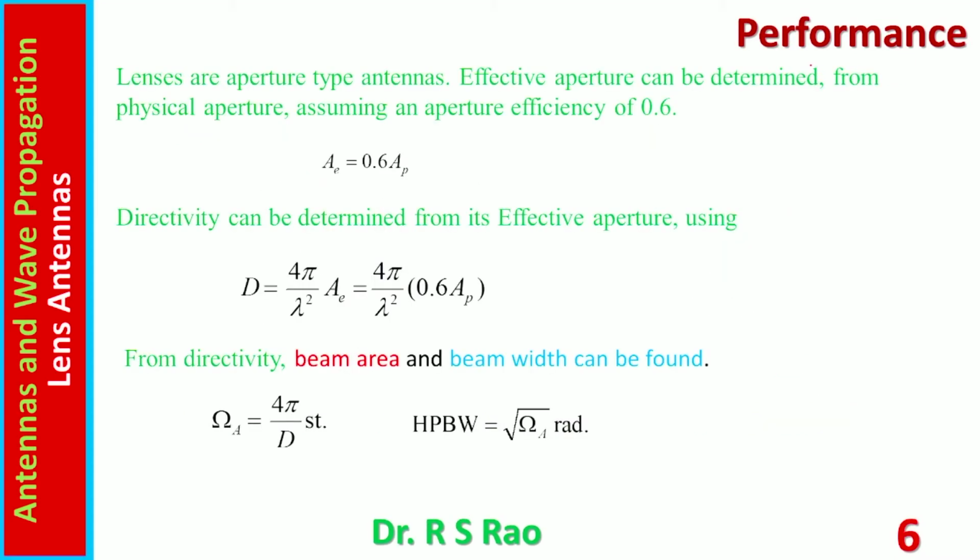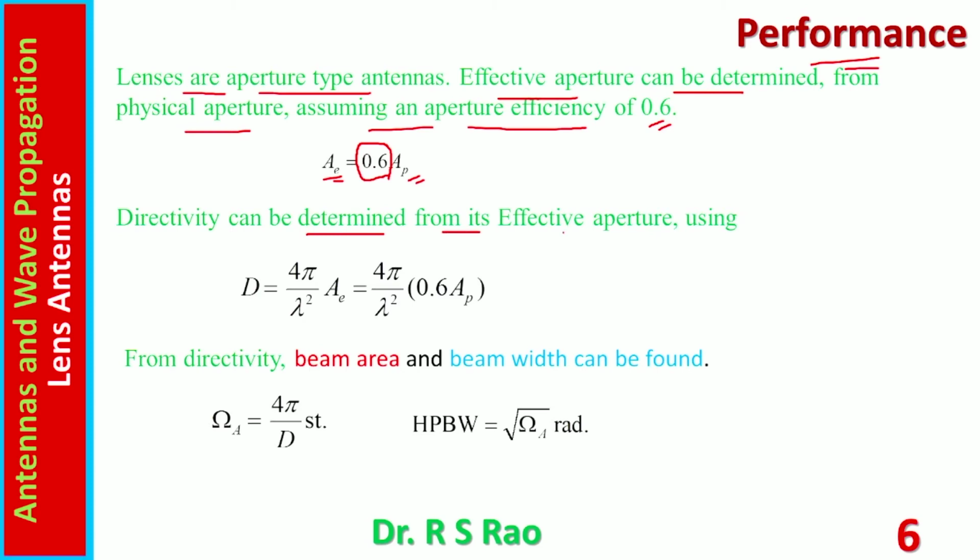Now a few points regarding performance of the lenses. Lenses are aperture type antennas. Effective aperture can be determined from physical aperture, assuming an aperture efficiency of 0.6. Effective aperture is equal to 0.6 times AP. This 0.6 is more or less a standard value.